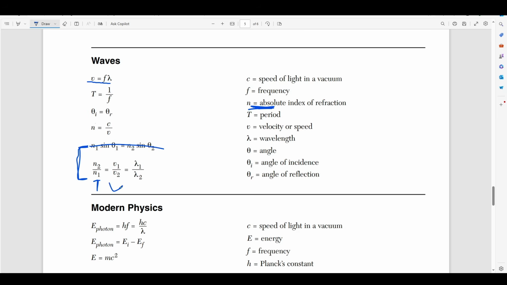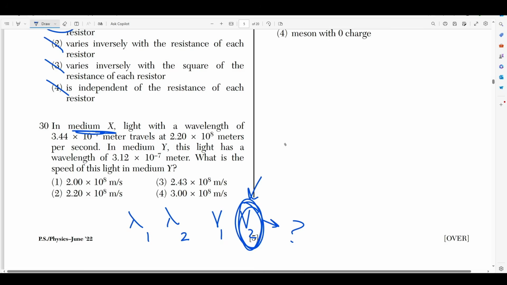Here, because these are all equal signs, we can use any part of this equation to equal any other part of this equation. Here, we're not given the index of refraction, so we could just ignore it. But because there's equal sides on both sides, we can just say that v1 over v2 is equal to lambda 1 over lambda 2. So v1 over v2 is equal to wavelength 1 over wavelength 2. So our first, and you just plug in these values, right?